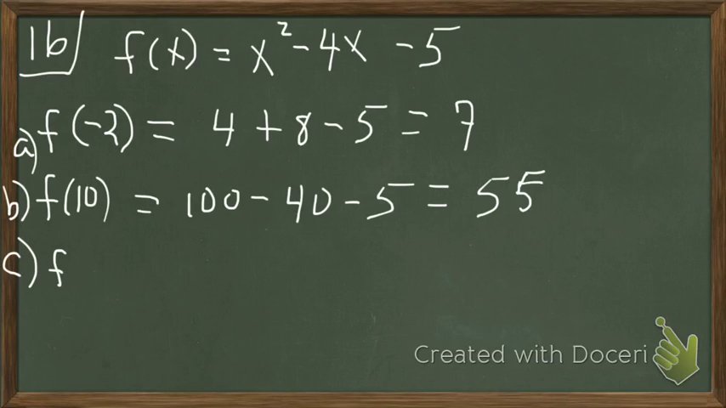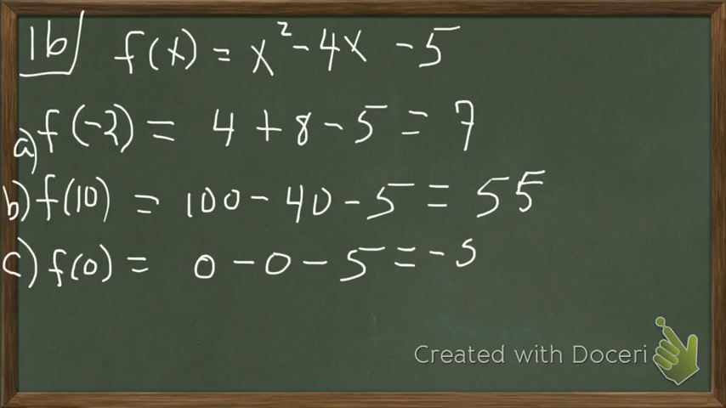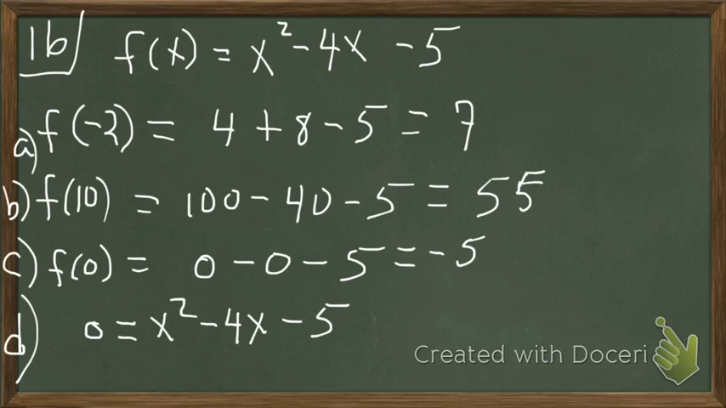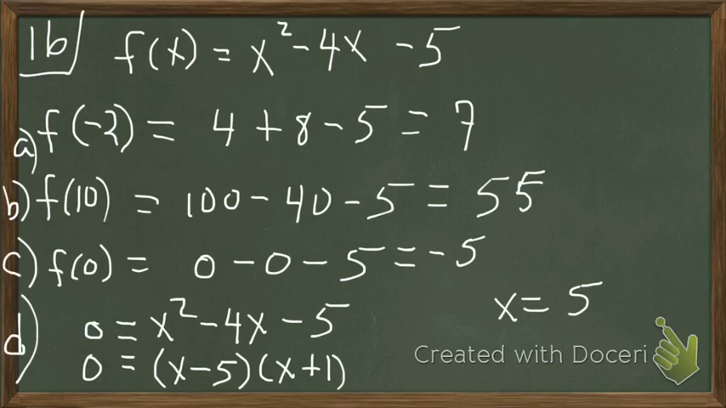C, f of 0 equals 0 minus 5, which is negative 5. And D, they want to know when this thing equals 0. That would be x squared minus 4x minus 5. And let's see, this thing is going to factor, isn't it? It becomes (x minus 5)(x plus 1). So this would give us x equals 5, x equals negative 1. Any questions there?